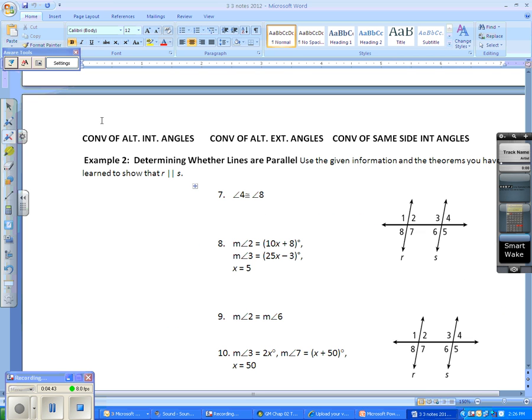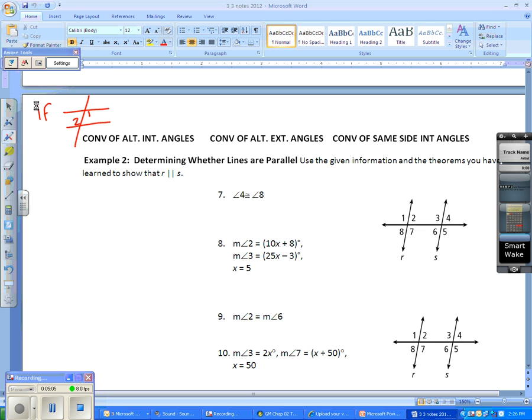We're going to talk about converse of alternate interior angles, converse of alternate exterior angles, and converse of same side interior angles. We're definitely going to write this down on our cheat sheet, but let's draw a little picture up here just so we have it in our notes. Alternate interior angles, we know if we have a picture like this, alternate interior angles are like here and here.